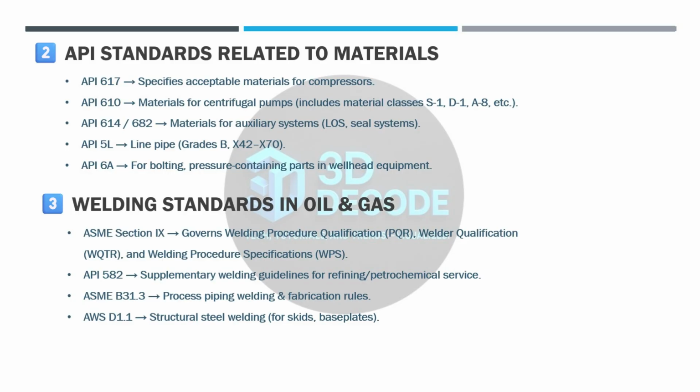Welding standards in oil and gas. Next comes welding standards, the backbone of safe fabrication. ASME Section IX covers welding procedure qualification, PQR, welder qualification, WQTR, and welding procedure specifications, WPS. API 582, supplementary welding guidelines for refining and petrochemical service. ASME B31.3 governs process piping welding and fabrication rules. AWS D1.1 covers structural steel welding, especially for skids and base plates.